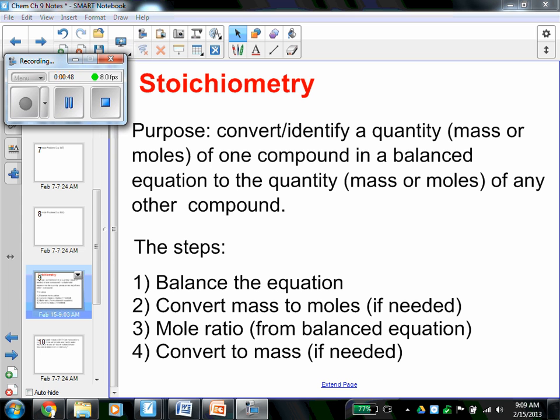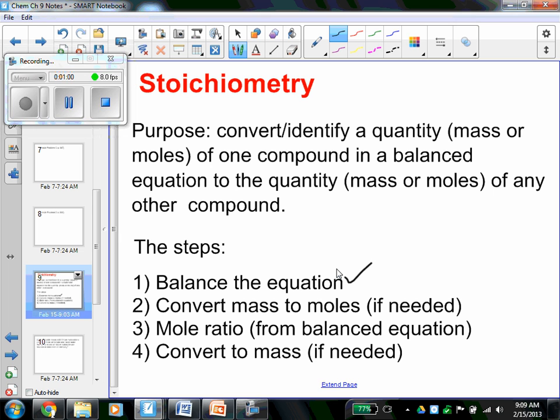Okay, and I can convert moles, I can convert mass, I can do whatever I need to do. And the trick is to use something called the mole ratio. Now I am assuming that up to this point you know how to balance equations, so I'm not going to go over that. Next, I also am assuming that you know how to convert from mass to moles and moles to mass. So step number 2, I'm not going to go over, nor will I go over step number 4.